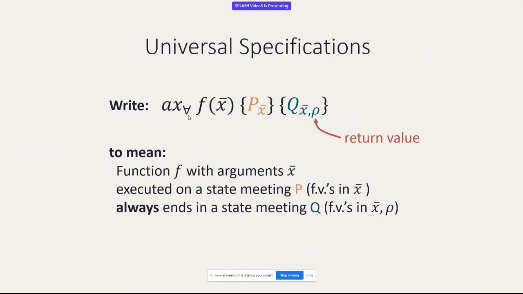Well, first, how are we going to write down the specifications? We'll write them this way. So this is saying that we have a function f that has some arguments x bar, and then we have a pre and a postcondition. The precondition is allowed to talk about the arguments. The postcondition is allowed to talk about the arguments, as well as the return value. And throughout the talk, we'll use rho as this distinguished variable to represent the return value.